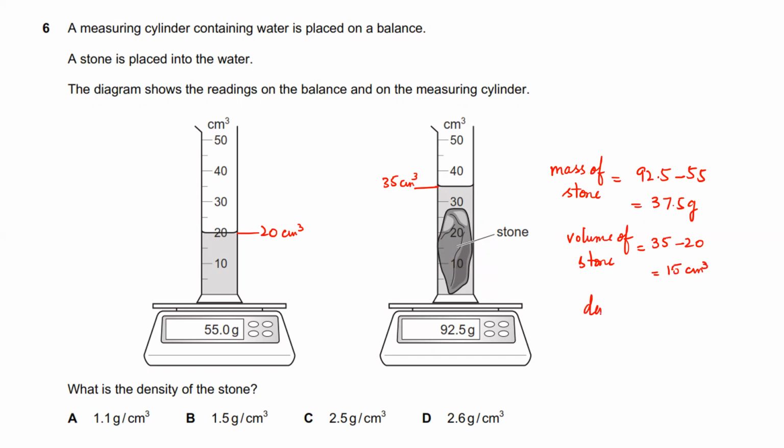And we know that density is mass per unit volume. So mass divided by volume. So it comes out to be 37.5 divided by 15. This is equal to 2.5 grams per centimeter cube. So from this, we can say that answer number C is the best choice we have.